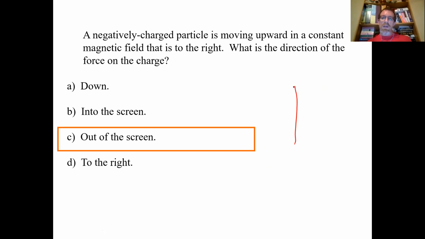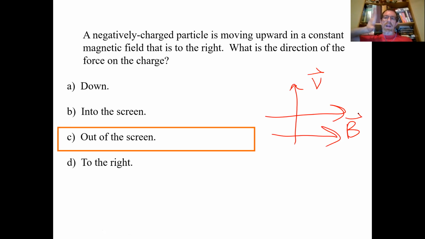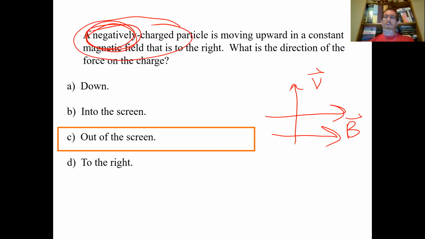It says my charged particle is moving upwards. It says the magnetic field now is to the right, like this. And it asked about the direction of the force. So if I'm using my right hand, even though it looks like my left, it looks like V is upwards towards the top of the screen, and then I curl my fingers in the direction of B. It looks like my thumb actually points into the screen. So the right hand rule is telling me that the force is into the screen, but, and this is a very large but, it's a negatively charged particle.